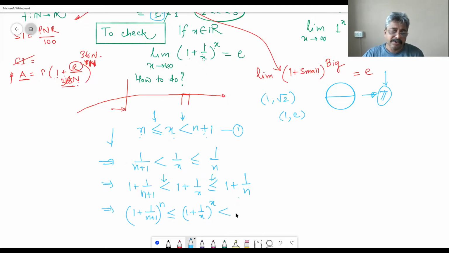You never know. That is why it is important. So this equality sign is not there.